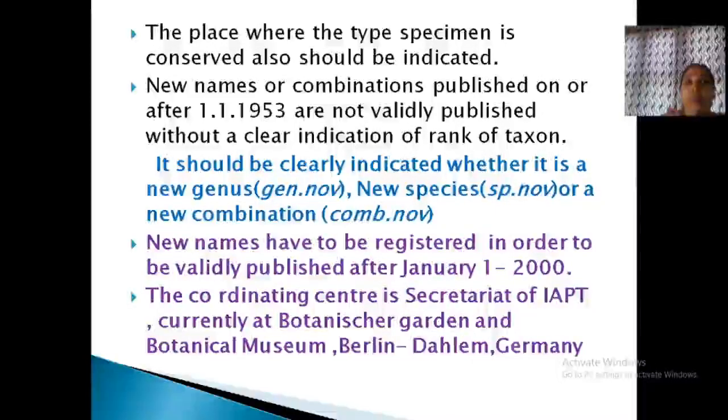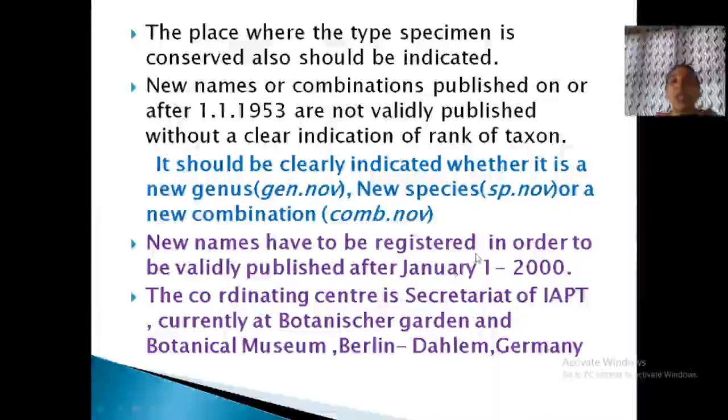So, the place where the type specimen is conserved should also be indicated. Clear? Then new names or combinations published after 1953 are not valid publications without a clear indication of the rank of the taxon. So you have to indicate the rank of the taxon, whether genus, species, subspecies, variety, or forma, in the published paper. Okay. Then it should be clearly indicated whether it is a new genus or a new species. New genus is genus novum, new species is species nova, or a new combination, combinatio nova. Nova means new. You have to clearly indicate it.